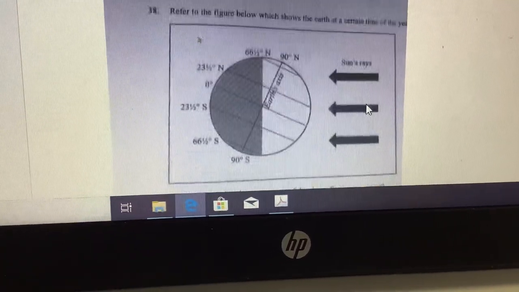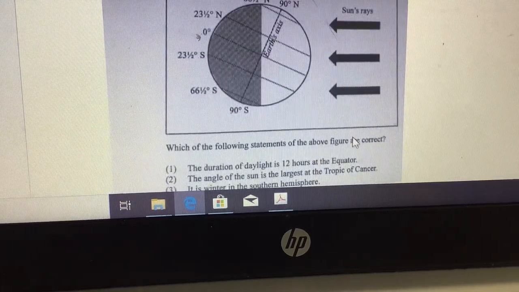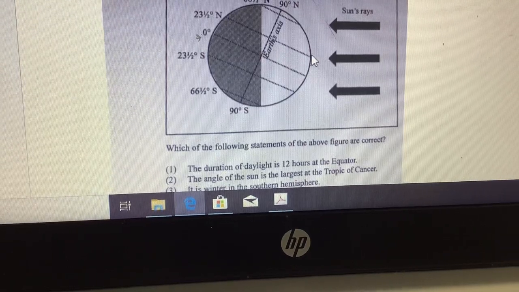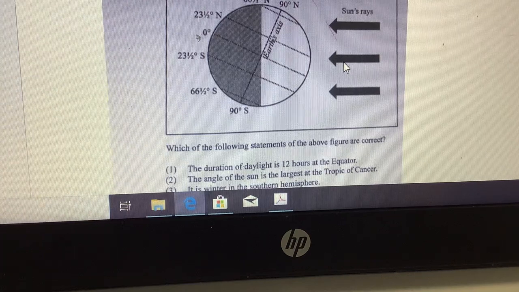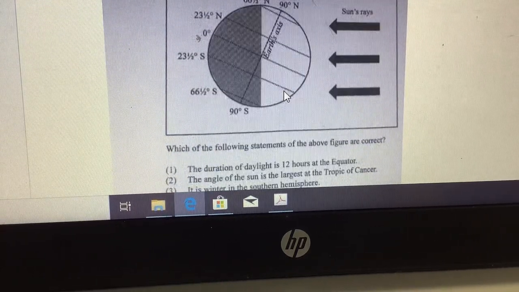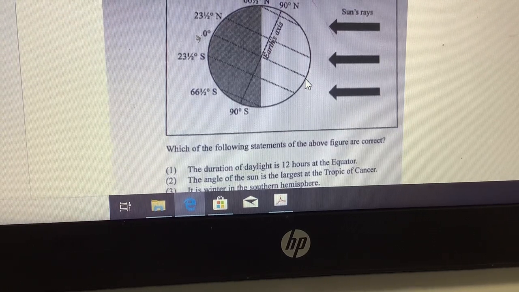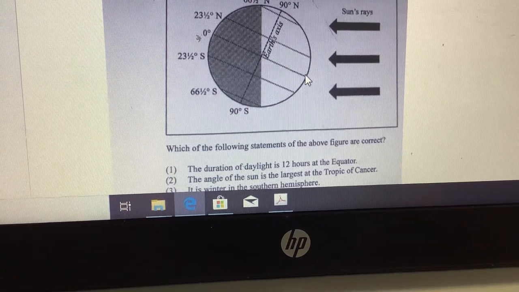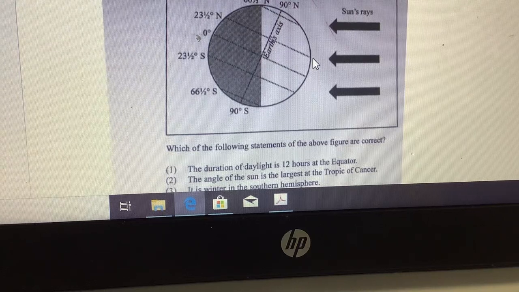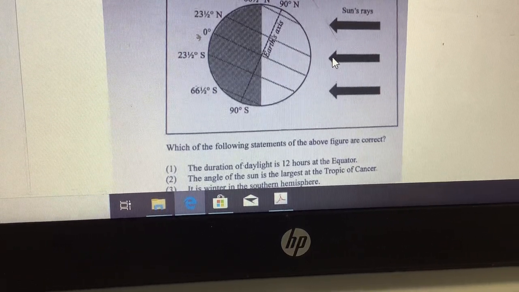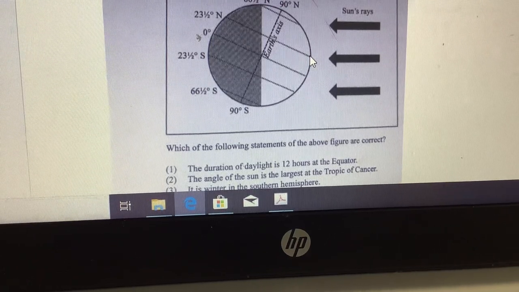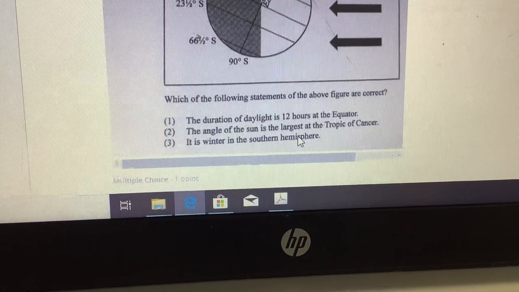The duration of light is 20 hours in the equator. Is it? Not really. Okay. Because the axis is oblique, okay? So right here, right in this time, the equator is in here, so that it is not having a duration of sunlight for 12 hours, okay? If it's like this, having overhead sun in the equator, then it is having 12 hours of sunlight, okay? The highest angle of sun is in the Tropic of Cancer, right? You can see the middle arrow is pointed at the Tropic of Cancer. Okay, it's winter in the southern hemisphere. Yeah, true. Number 2 and 3.